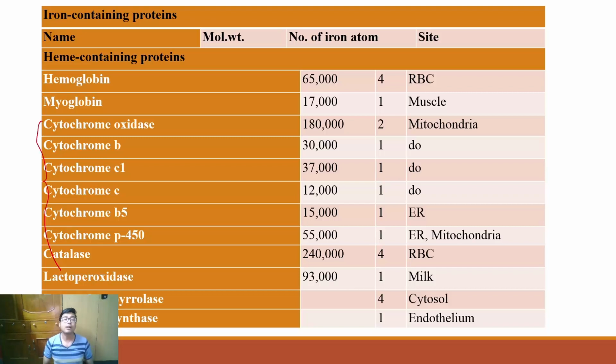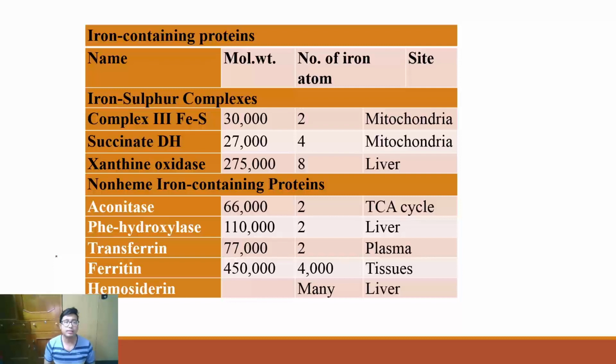All right, and apart from that, you might be asked to name some enzyme that contains iron. Okay, so it's easy, you can see over here: catalase, nitric oxide synthase, lactoperoxidase and other enzymes like aconitase, succinate dehydrogenase. So all of them are rich in iron. Now if you ask me, sir, you have given us such a descriptive chart regarding molecular weight, number of iron atoms, and where are the sites that these are present?